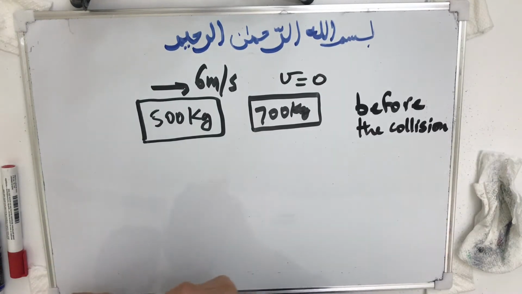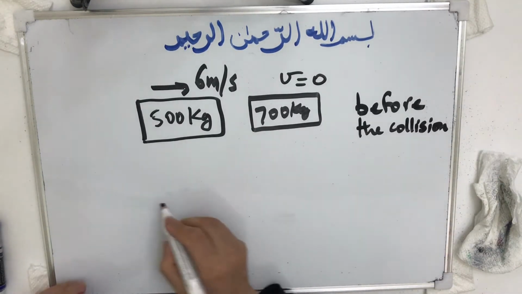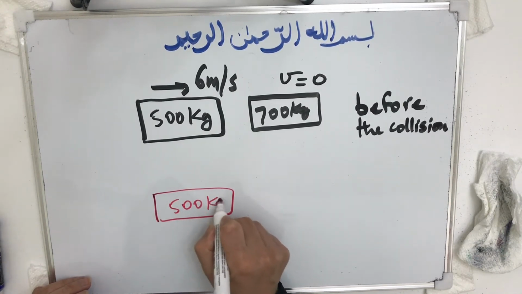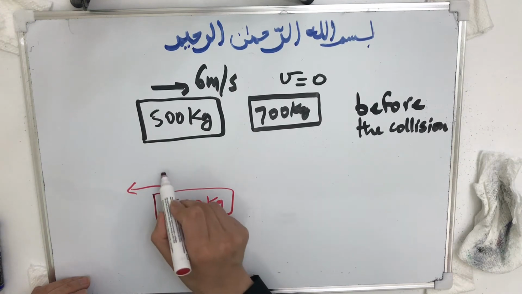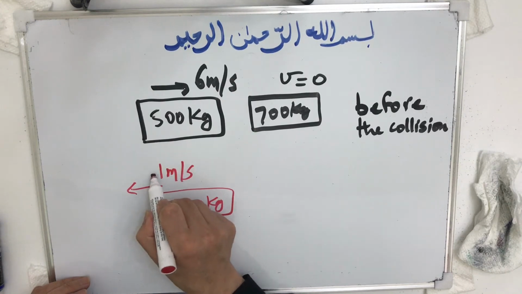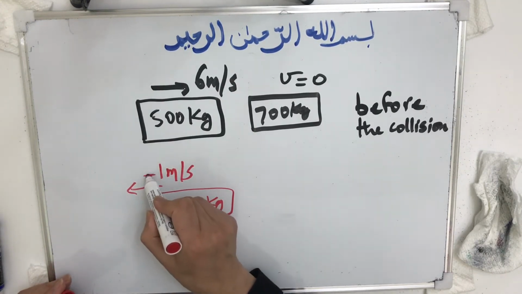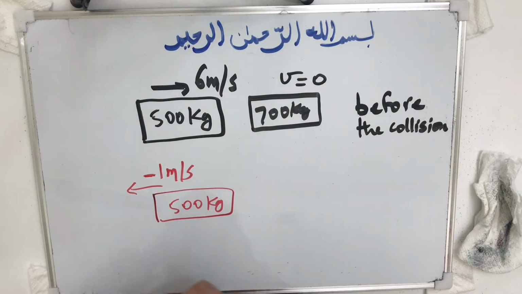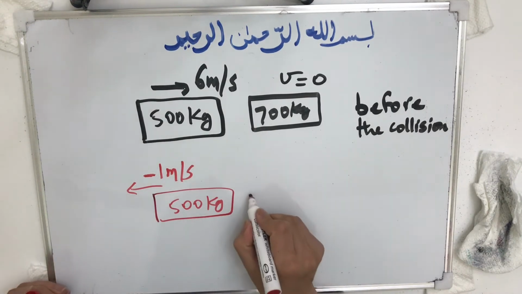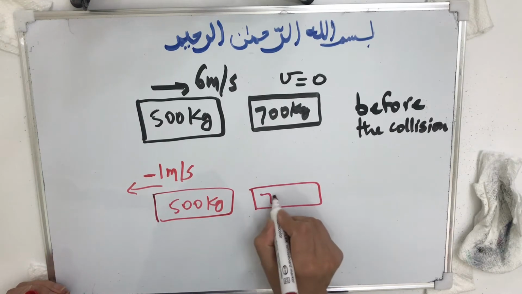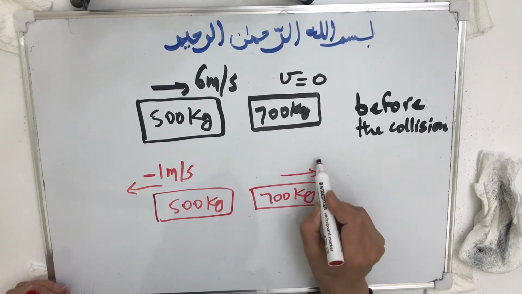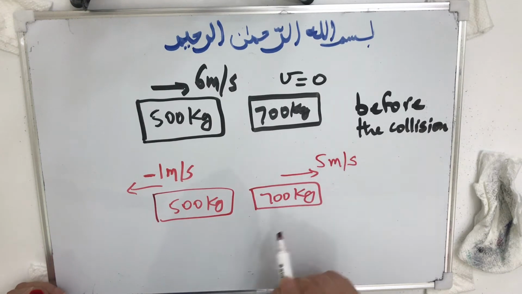Then after the collision, what happens is the following. The 500 kilogram train recoils and goes in the other direction with a speed of 1 meter per second, or a velocity of -1 meter per second. Direction to the right is usually taken positive. And then the 700 kilogram train goes in the other direction at the speed of 5 meters per second.